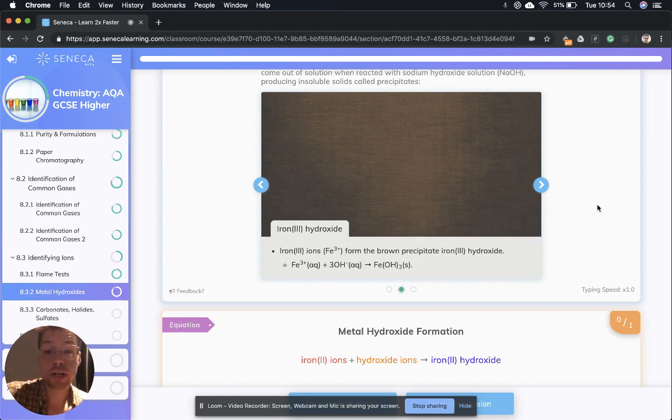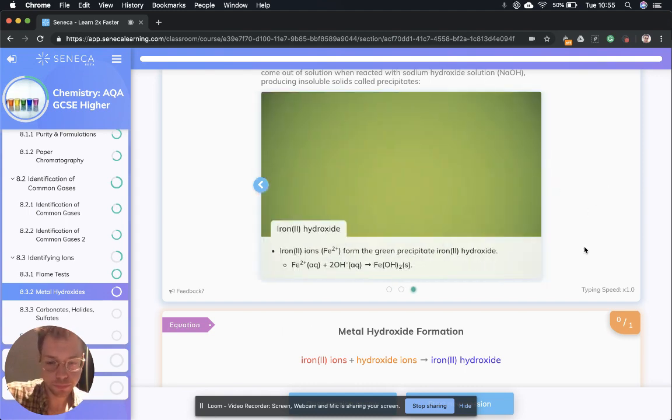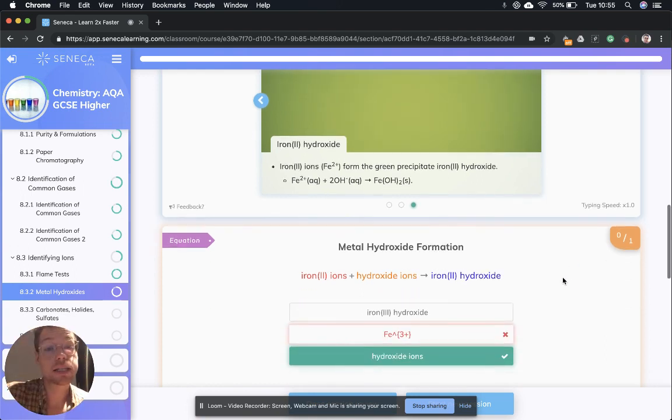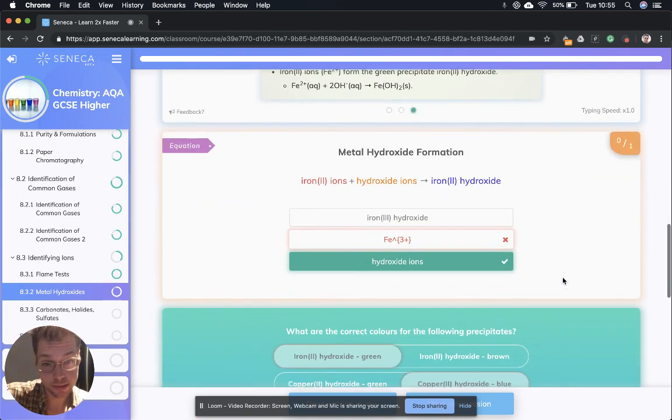Now, iron(III) hydroxide, that forms a brown precipitate, and the equation is Fe3+ (aq) plus 3OH- (aq) goes to Fe(OH)3 (s), and that is our iron(III) hydroxide. Now, what about iron(II) hydroxide? We don't want him feeling left out, so let's go over that one. Fe2+ plus 2OH- goes to Fe(OH)2, and that OH is in brackets, and that little 2 goes at the bottom of the brackets for the OH, okay? And that is a nice little green precipitate, okay?